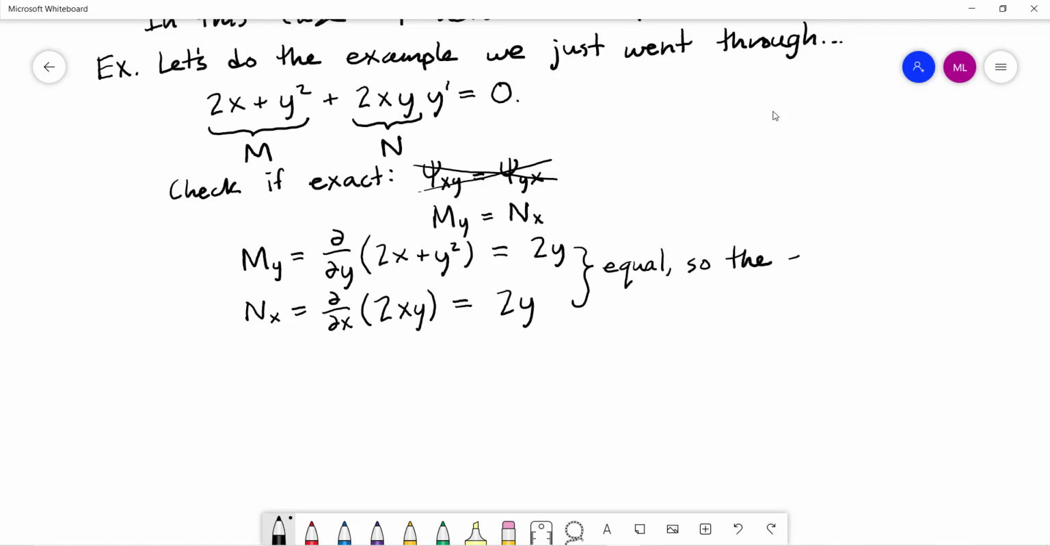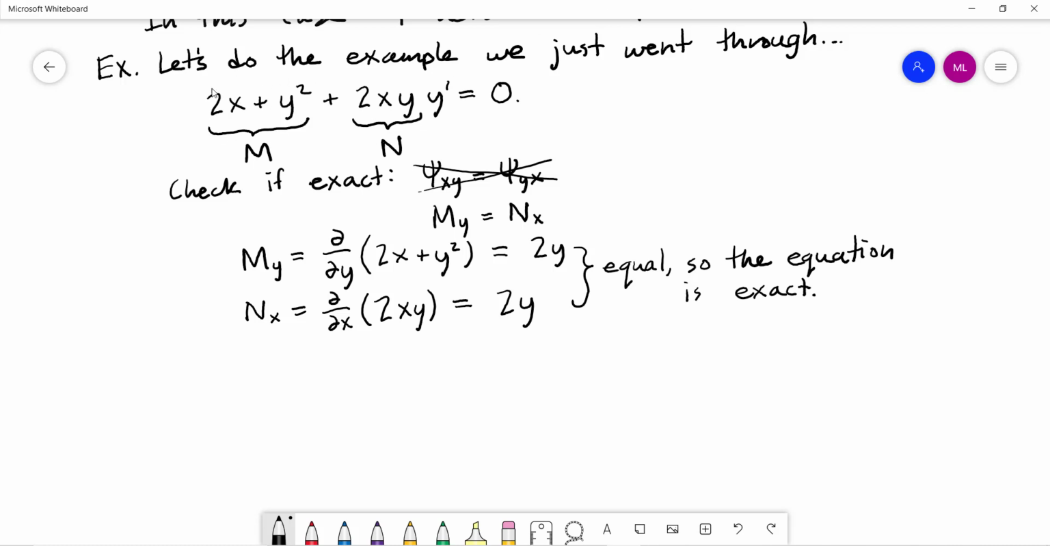So the equation's exact. Right? This was our theorem. If my equals nx, and this is how we've defined our m and n, then the equation is exact. So we've got an exact equation. All we need to do now is instead get our guess for psi. So what are our guesses for psi?